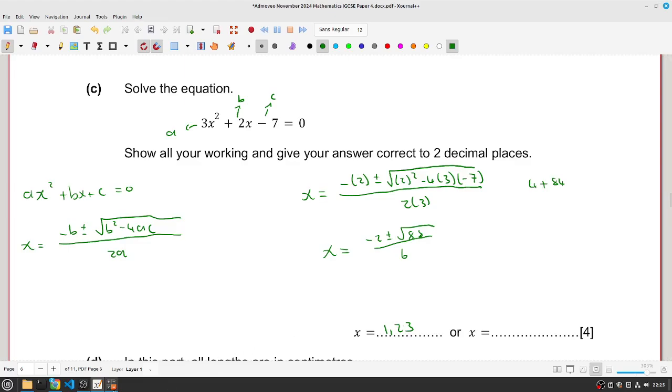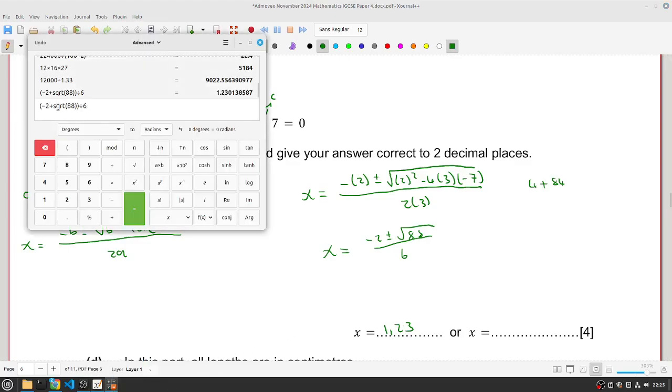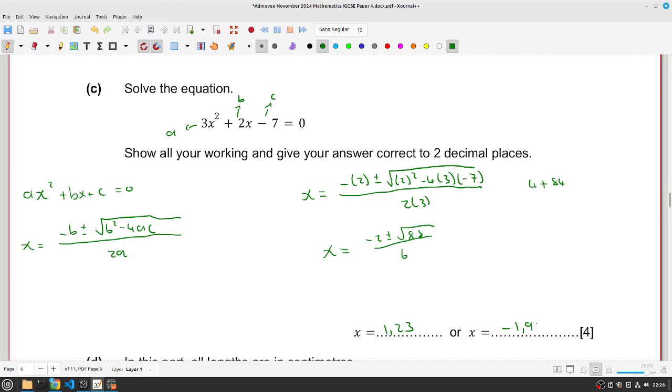1.23. Now we're going to do exactly the same thing, just with a minus. So I'm just going to change that into a minus. And we get negative 1.896. Okay, so we have to round off to the 9, but the 6 is bigger than a 5, which means it changes the 9 into a 10, which means that changes the 8 into a 9. So negative 1.90.